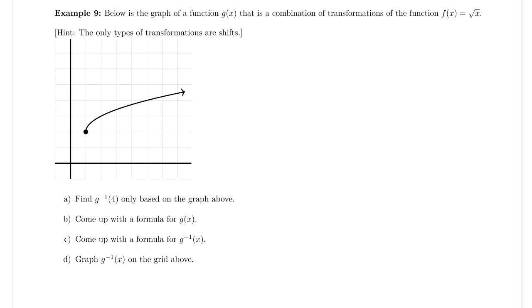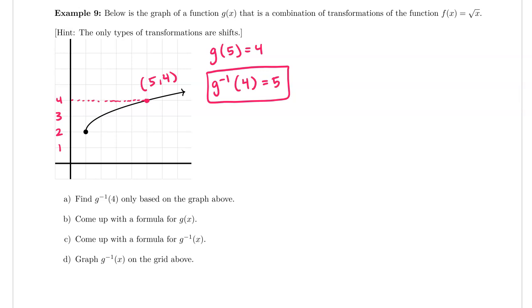So here what I'd like to do is I'm going to label my y or output values here. So here's 4, and I can see that this ordered pair right here on my graph is (5, 4), which tells me for my regular function that g of 5 is equal to 4. And what that tells us is this implies that g inverse of 4 is equal to 5. So that is the answer for part A.